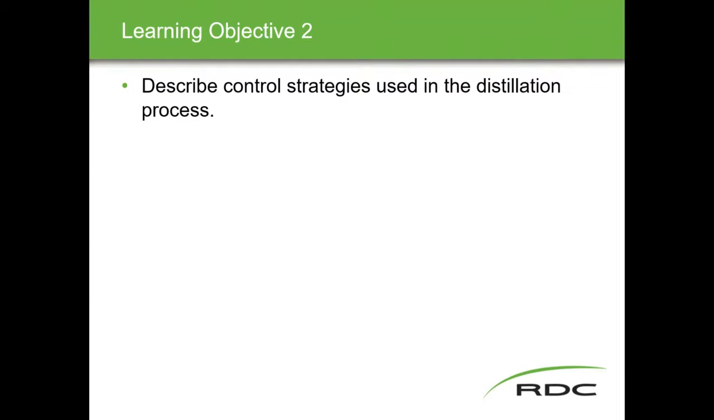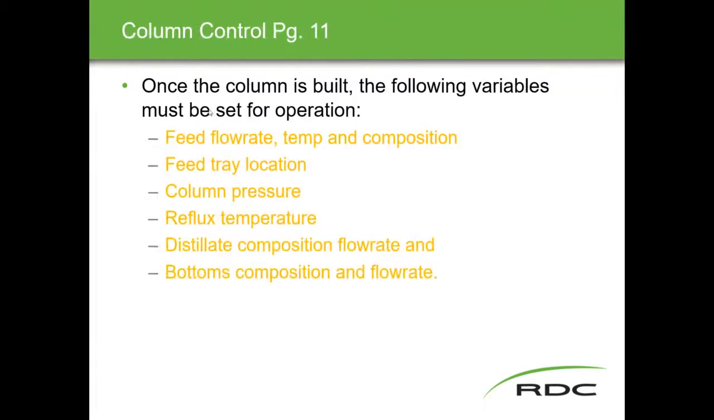Okay, so once the column is built, the following variables must be set up for operation. And this is important, once the column is built, because columns are not generic. You don't call up distillation column suppliers and say, hey, I need a distillation column, I want it to be tall and I want it to be shiny. It's got to be built based on what you're expecting to have to distill. So it's special ordered and it's built.